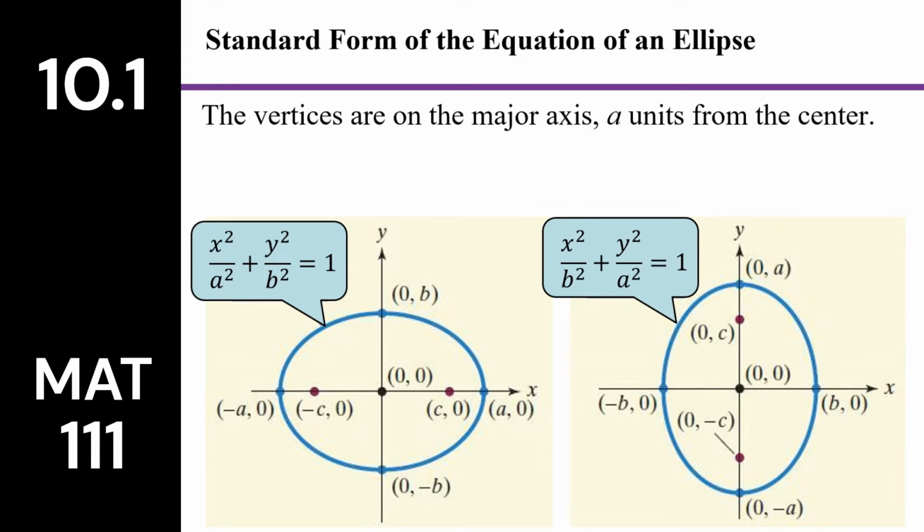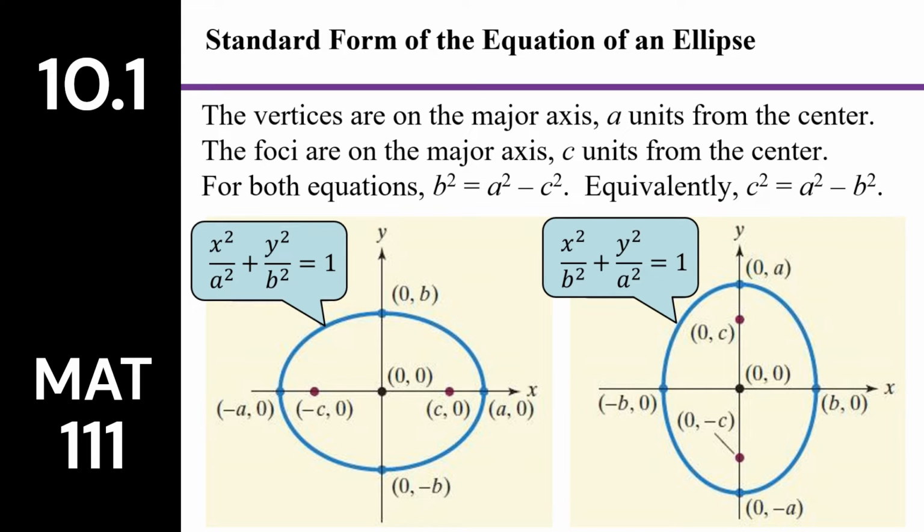The vertices are on the major axis, a units from the center, and the foci are also on the major axis, c units from the center. We can find the foci using the equation c squared equals a squared minus b squared. The other form of the equation, solved for b squared, is used when they tell us the vertices and the foci and we want to find the values on the minor axis.